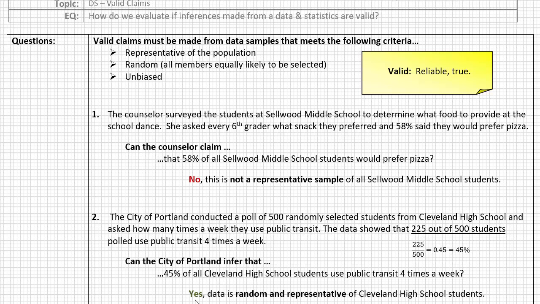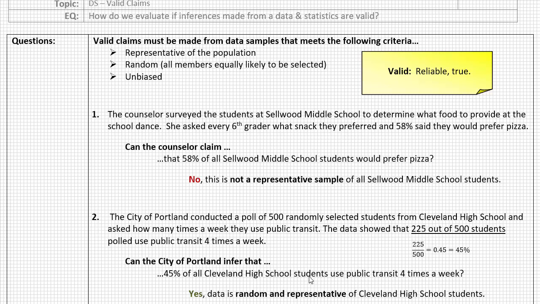If you said yes, I would agree with you. The data, as we mentioned, is random. It is representative of Cleveland High School students. So if they asked 500 randomly selected students and found that 45% of them use public transit 4 times a week, they could infer that 45% of all Cleveland High School students use public transit. And that might help them make some plans about the bus routes and the public transit options that they provide in and around the Cleveland High School area.